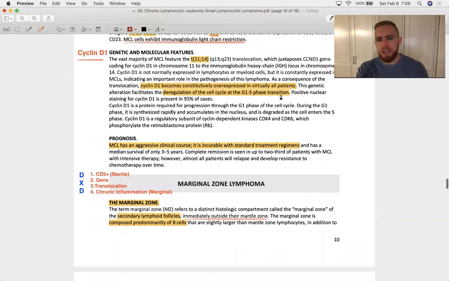And cyclin D1 is involved in cell cycle progression from G1 to S. All of these different lymphomas with different genes that are mutated, they like to take the next step, make it a second or third order question, and ask, what does that mutated protein normally do? So for cyclin D1, cell cycle progression.